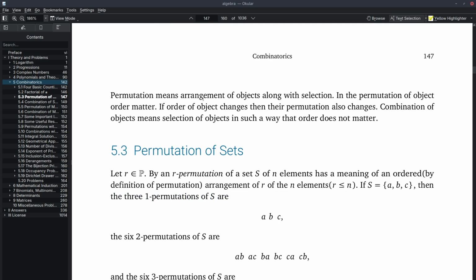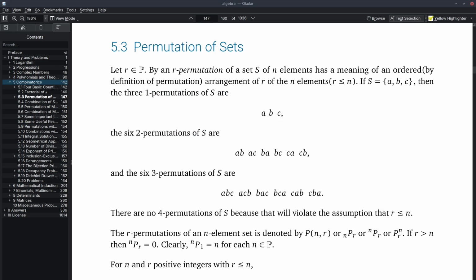Permutation means arrangement of objects along with selection. In a permutation, the order of objects matters. If the order of objects changes, then the permutation also changes. Combination of objects means selection of objects in such a way that order does not matter.